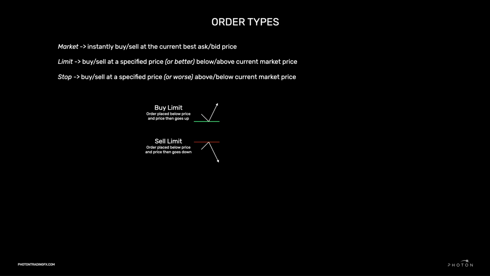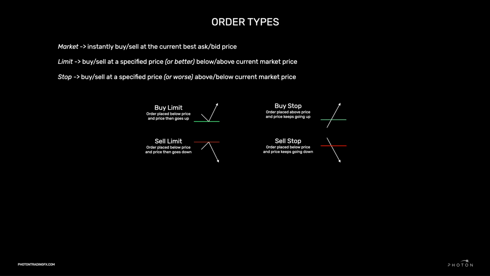Now, the other type of order is called a stop order. And a stop order is where you buy at a specified price or worse above the current market price, or you sell at a specified price or worse below the current market price. So with these orders, you are hoping that price will come up or down to your level and tag you in, but then the price will keep going in that same direction. Now, both limit and stop orders are used by traders to enter positions. Some traders will only use limit orders, some will only use stop orders, and some will use both. It can obviously depend on your strategy of how you wish to enter the market.